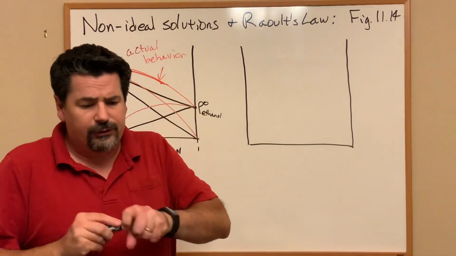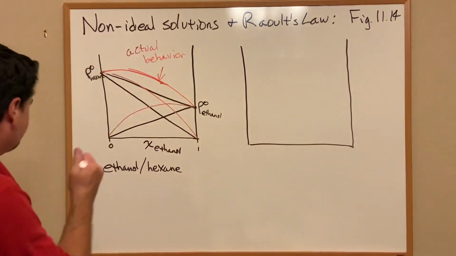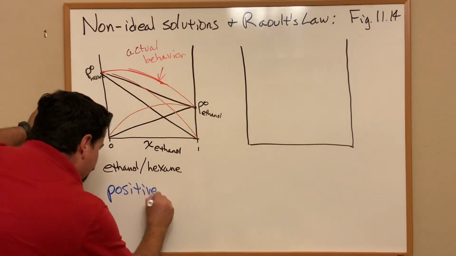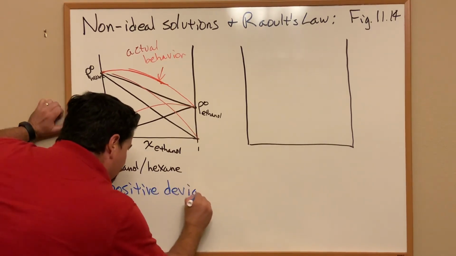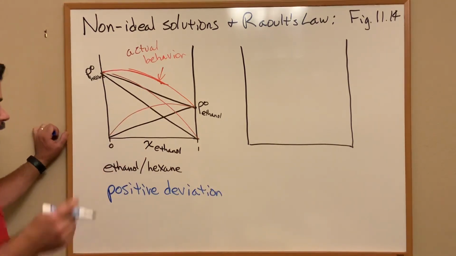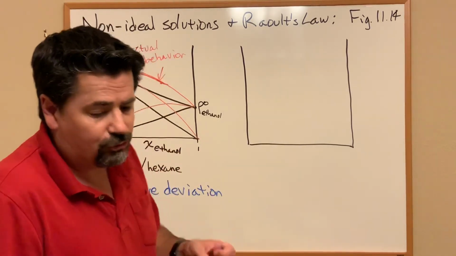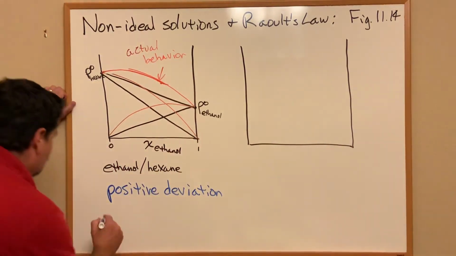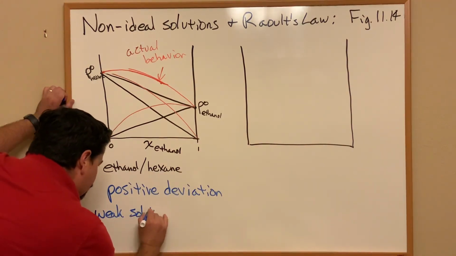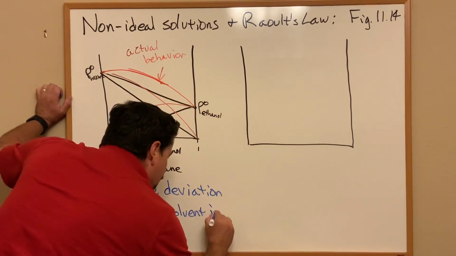Now, we call this a positive deviation. Positive deviation from Raoult's law. And it happens when we have very weak solute-solvent interactions. So I'll say weak solute-solvent interactions.